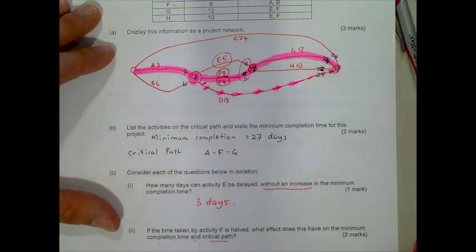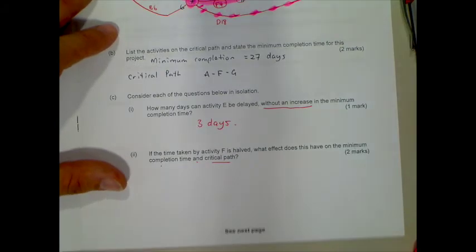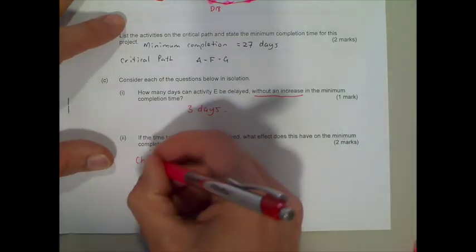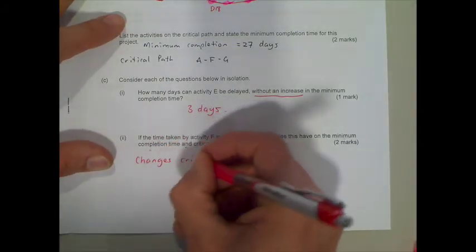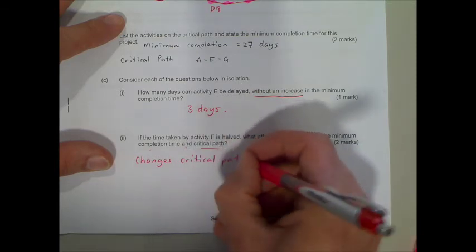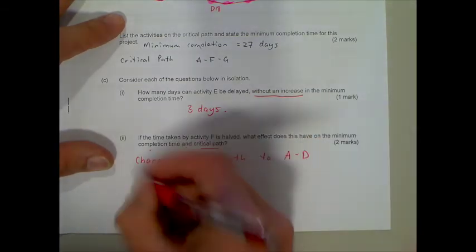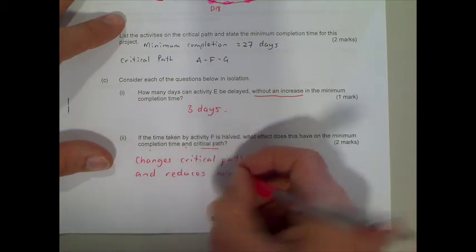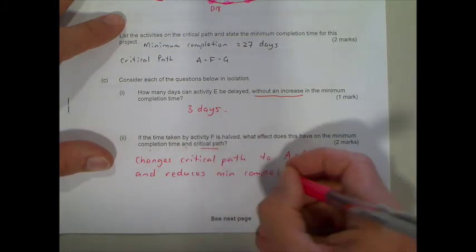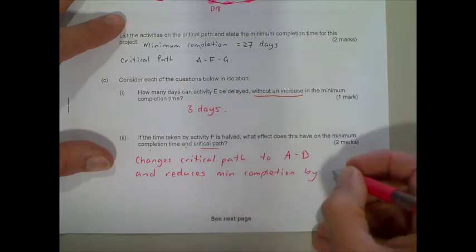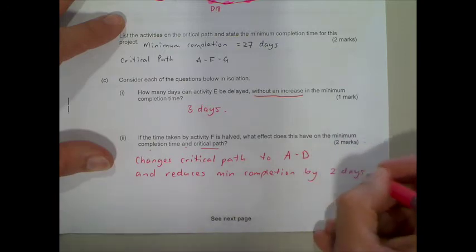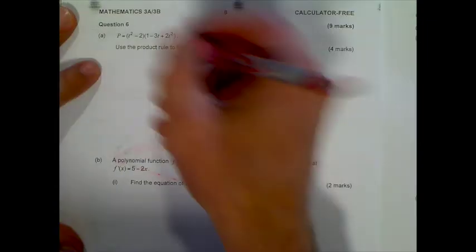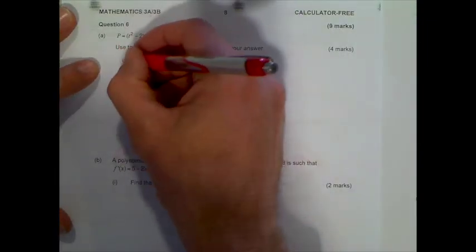So it's going to change that, and it's also going to change our minimum completion time as well. Remember, it's got 2 marks there, so it changes the critical path to A to D. And remember, it reduces the minimum completion time there as well. And it's always good to state by how much, by 2 days, or it's reduced it down to 25. Okay, question 6.